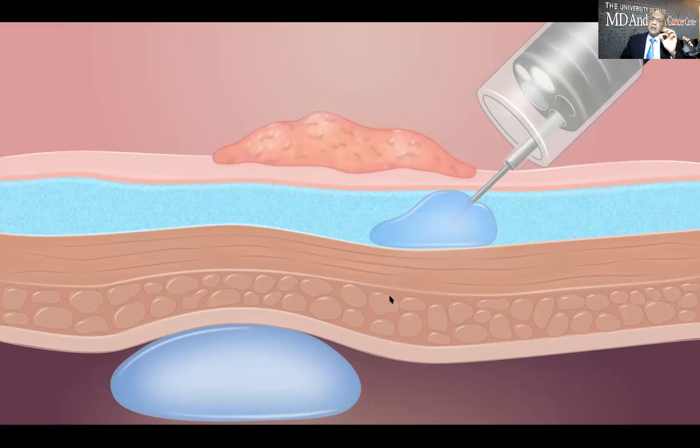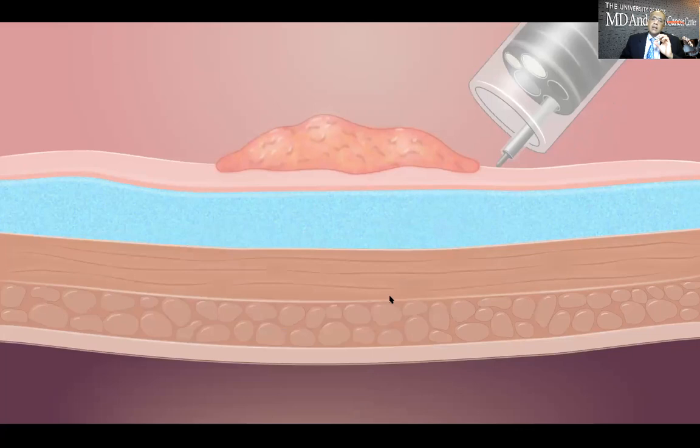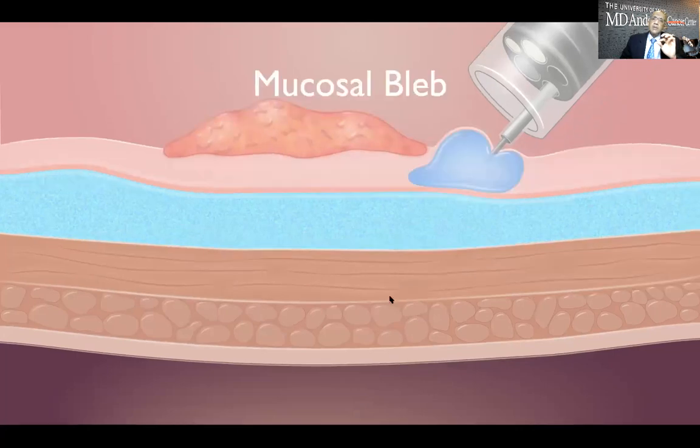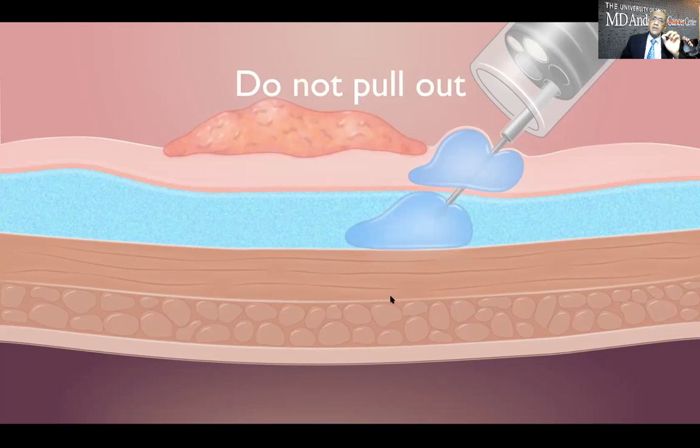So don't do this. On the other hand, if you are injecting and instead of getting into the submucosa, you enter into the mucosa and create a mucosal bleb, in that case, do not pull the needle out, because then you will not be able to find the submucosal plane easily, as it tends to leak. So what you do is gently push the needle a little bit and then find that submucosal plane and inject. So a couple of things I wanted to share with you up front.